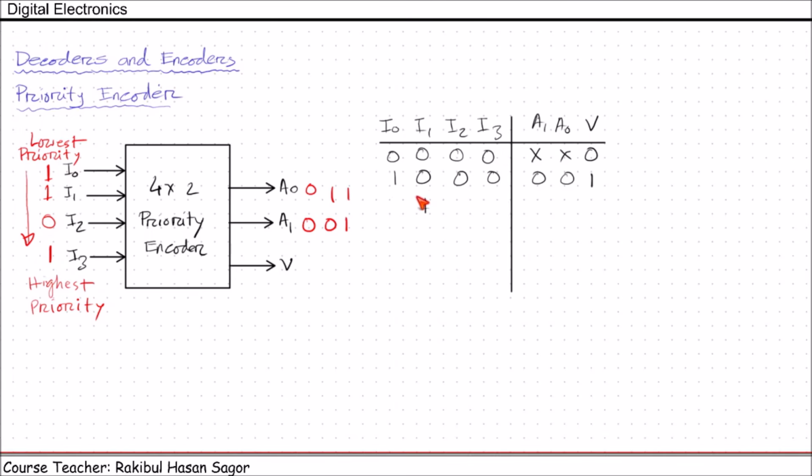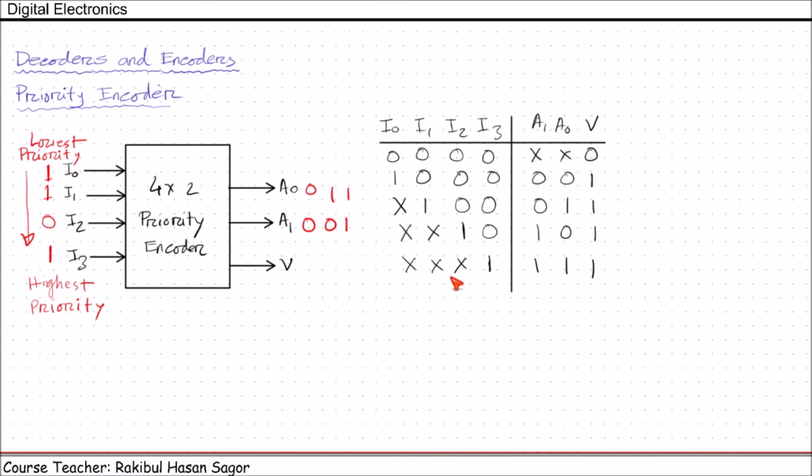When I1 equals 1, I don't care whether I0 equals 0 or 1, as I1 has higher priority than I0. So we'll place a don't care condition here and it will produce 0, 1, and this is a valid output. Again, when I2 equals 1, as I2 has higher priority than I0 and I1, we do not care about those inputs. It will produce 1, 0, and this is a valid output. When I3 is 1, which has the highest priority, we do not care about the other inputs. It will produce 1, 1, and this is a valid output.